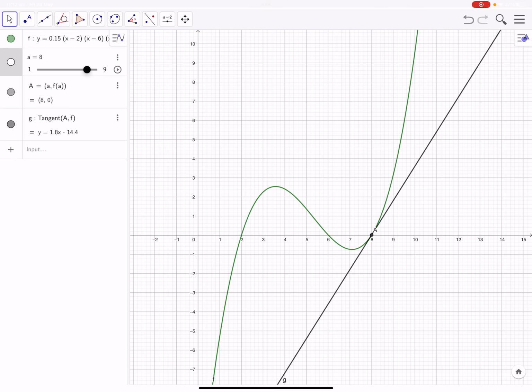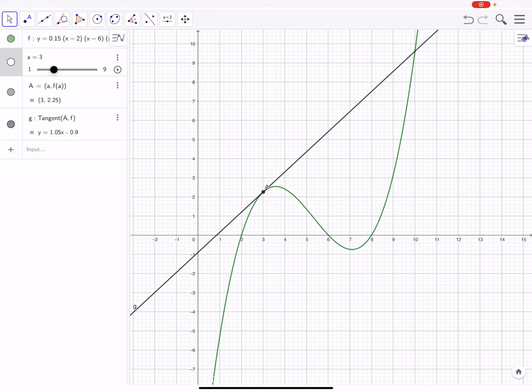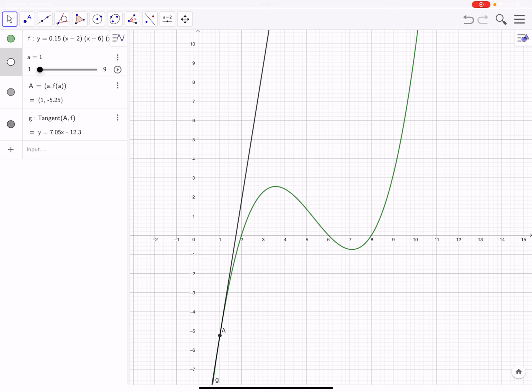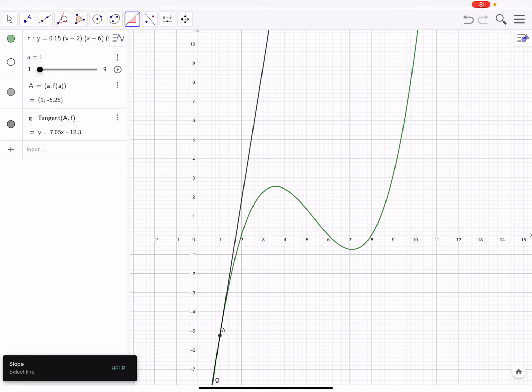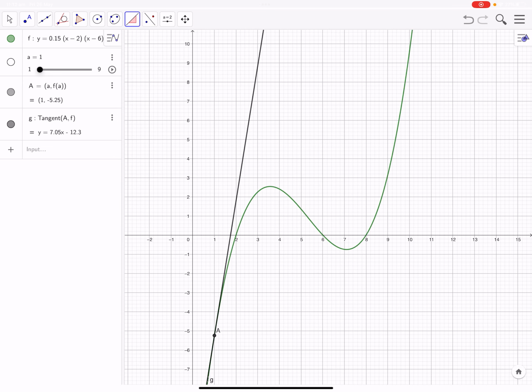All right, so we're going to get the gradient of all of these tangents, but the equation of the line, I can't laser point here, but you can see the last thing on the left-hand side says G is a tangent of A at F. So it's y equals 7.05. Actually, what I can do, I'm going to get the slope of this. There we go. That's better.